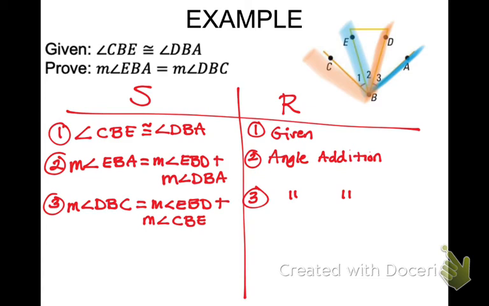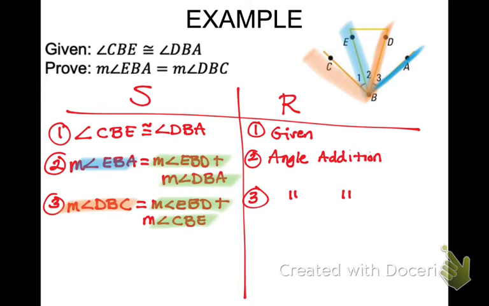Okay, so now where do I need to get to? I need to somehow get this angle measure equal to this angle measure. Well, for these two to be equal, I need to somehow get this right side to be the same as that right side. Are they the same? Not quite. Almost. What do they have in common, the green parts? They both have an EBD, right? So that's good. I got half the battle done.